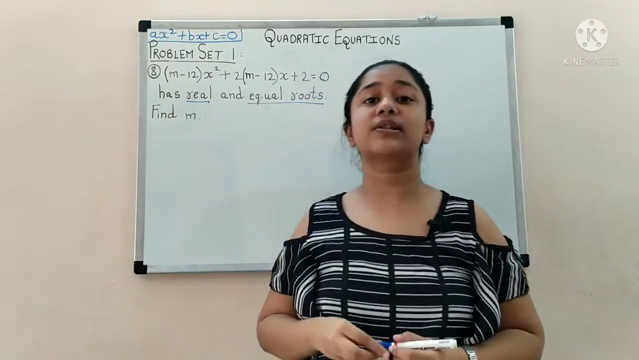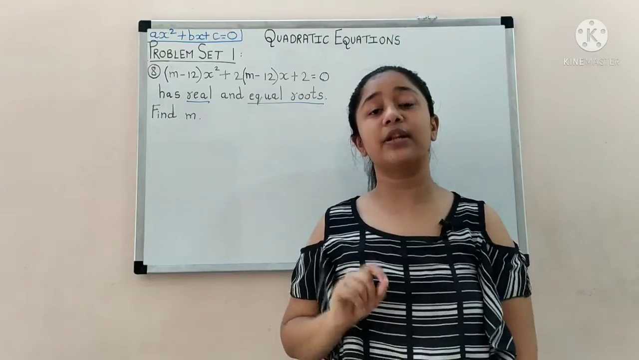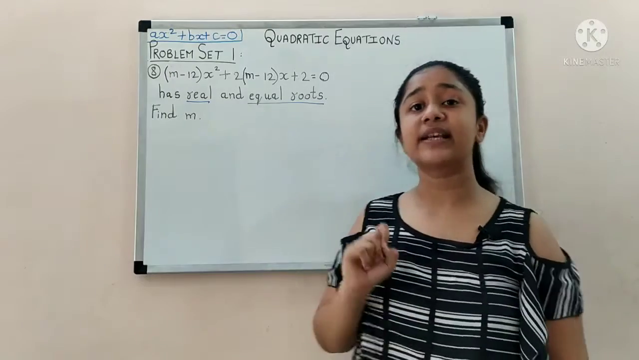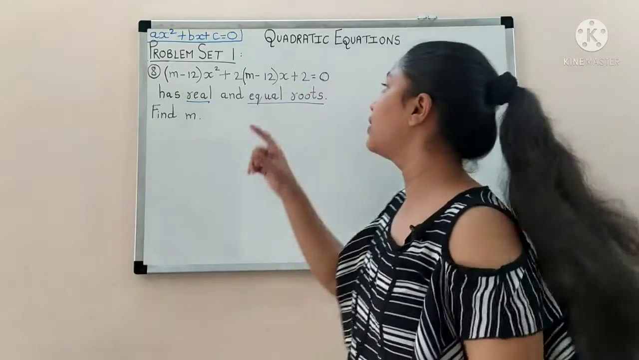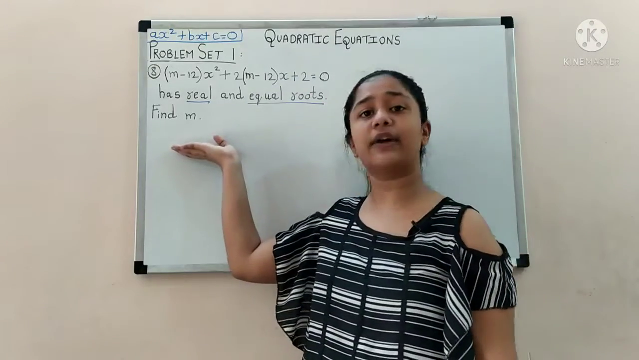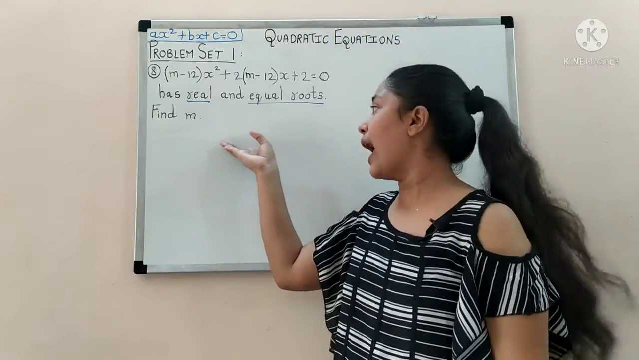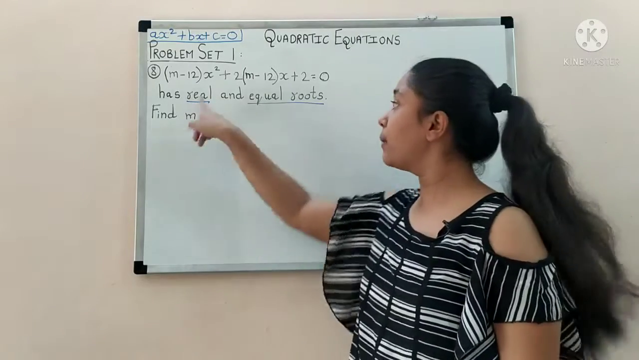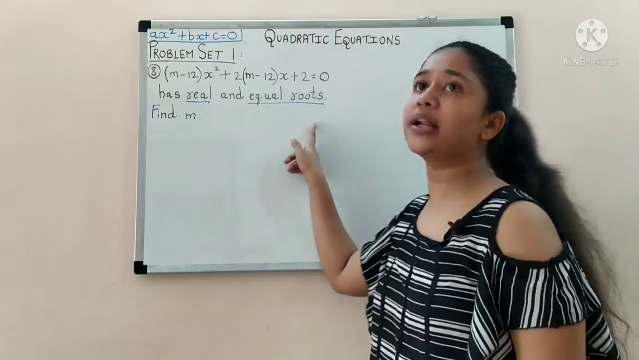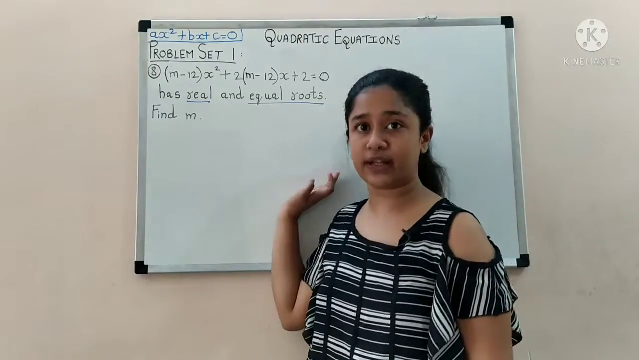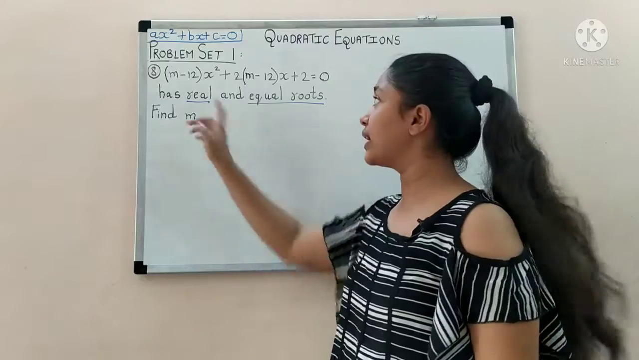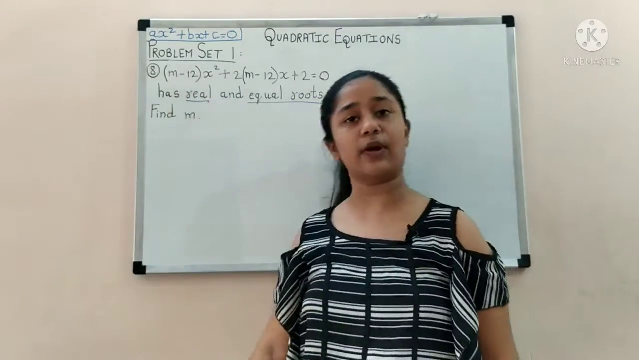Now when do we have real and equal roots? When the value of the discriminant is equals to 0, that is b square minus 4ac is equals to 0. Correct? So in this question we will find b square minus 4ac and equate it with 0, because it is stated here that the equation has real and equal roots. That means the value of b square minus 4ac is given as 0. So when we simplify it further, we'll get the answer for our m.